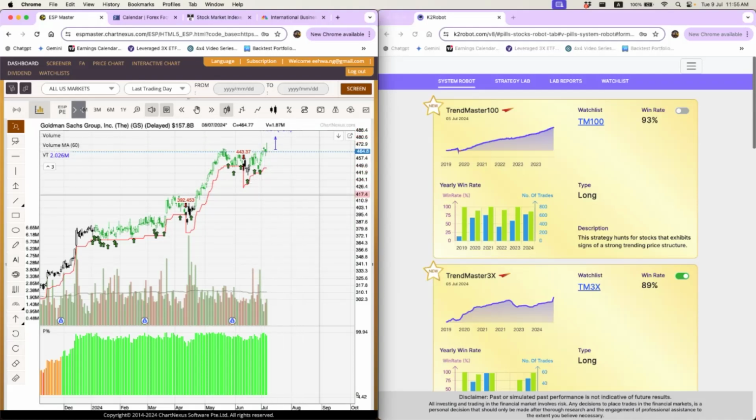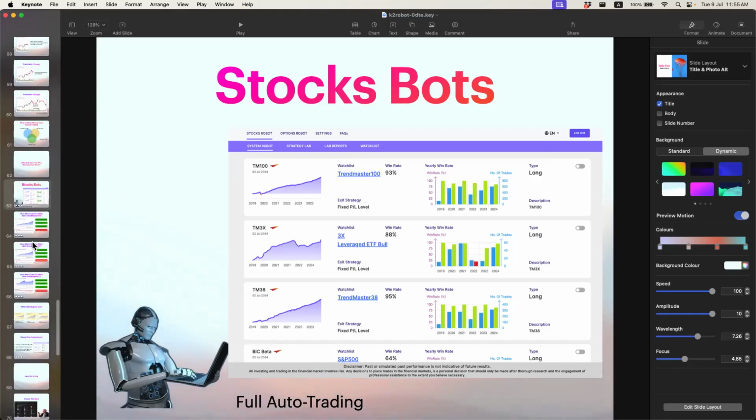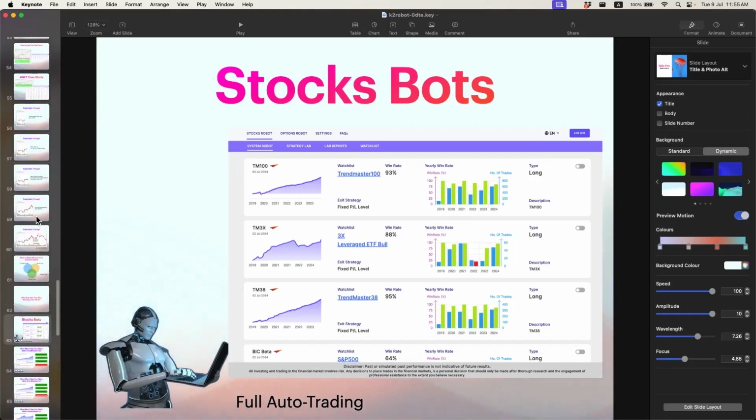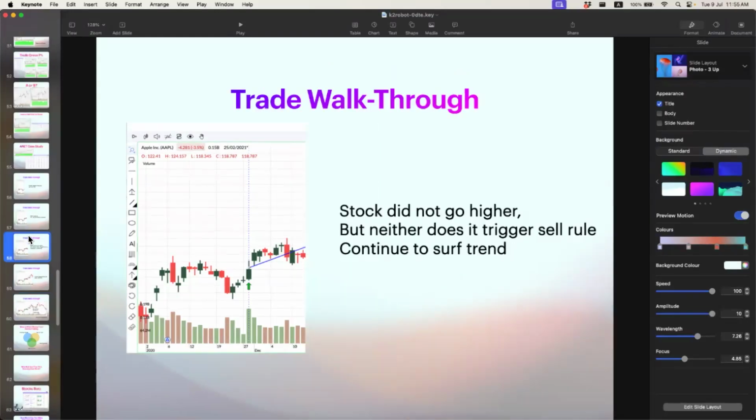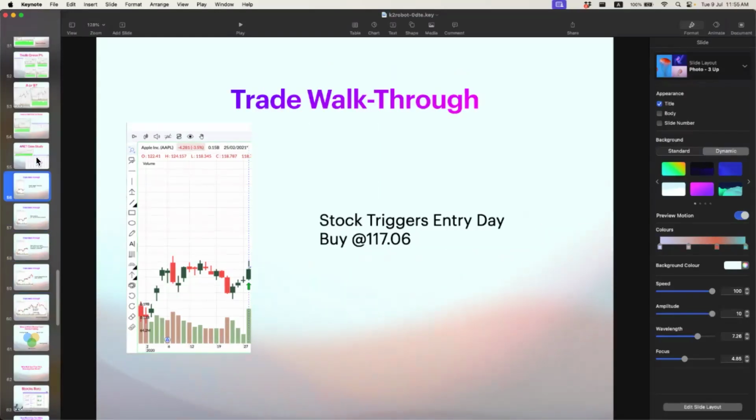Okay, I have some slides that I can show you how it works. Just give me one moment. Let me pull out the slide. Okay, so this is the trade walkthrough. I'm preparing this slide for the Wednesday webinar, but let me show you right here so that you all can see. This is what happens when there's a green arrow.